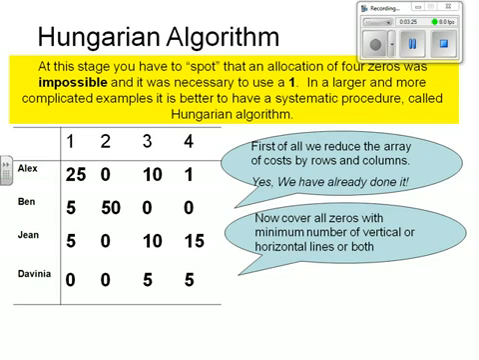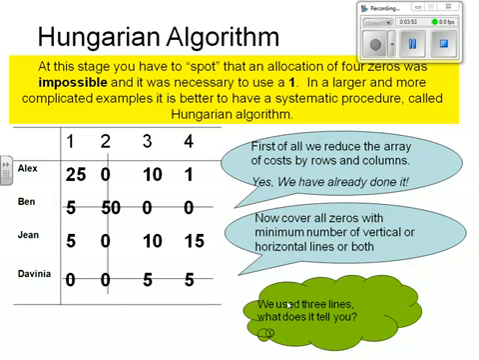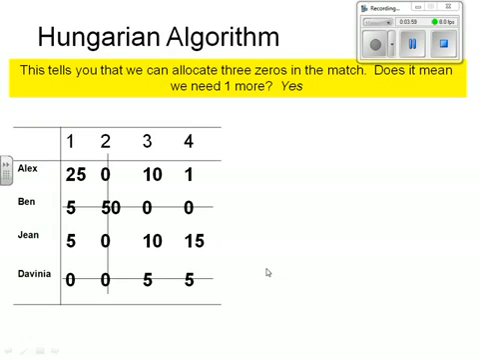What the algorithm says is, cover all the zeros with the minimum number of vertical or horizontal lines, or both. Not diagonal lines, horizontal or verticals. And not 4, we could do 1 across there, 2 across there, 3 across there, 4 across there, but not 4, the minimum number. So you can see here that we could do 1 down there, 1 across at Ben and 1 across at Davinia. And we can actually do it in 3. And that tells us that we can only do this allocation using 3 zeros. It means we haven't completed it. We need to actually do something else to sort the problem out.